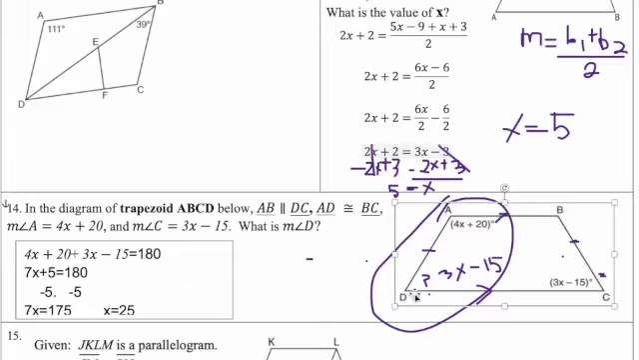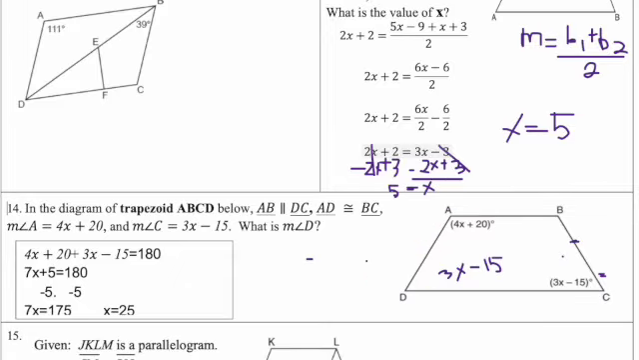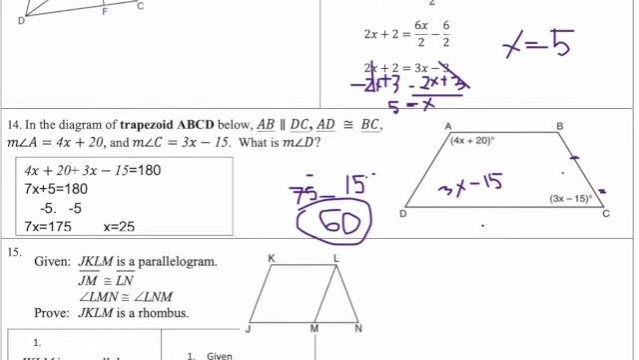But we're looking for the whole angle, so we need to plug it in. 3 times 25 is 75, minus 15 is 60. So D is 60. You could also check to see if this equals 120: 4 times 25 is 100, plus 20 is 120, and 120 plus 60 is 180.